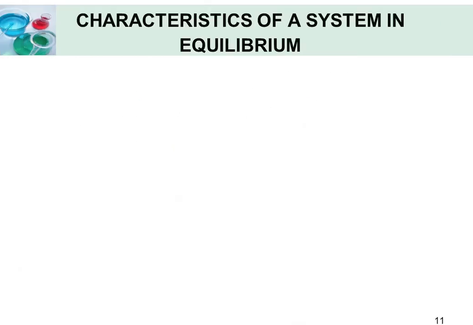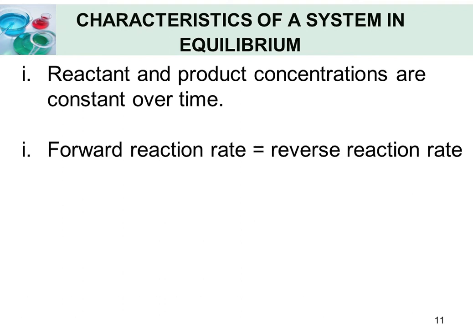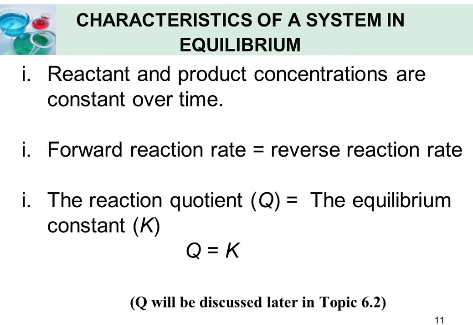Characteristics of a system in equilibrium. Reactant and product concentrations are constant over time. Forward reaction rate equals reverse reaction rate. The reaction quotient Q equals the equilibrium constant K. At this time Q equals K, and Q will be discussed later in topic 6.2.